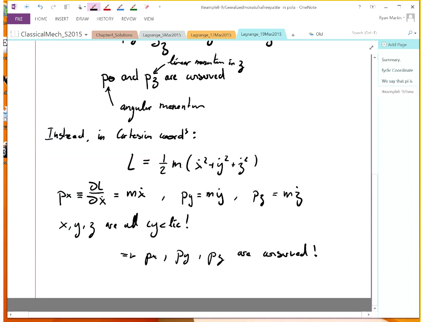That's kind of strange. We do the problem in polar coordinates, and we only have 2 things that are conserved. But we do it in Cartesian coordinates, and we have 3 things that are conserved.